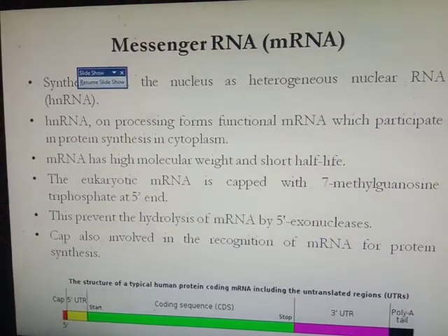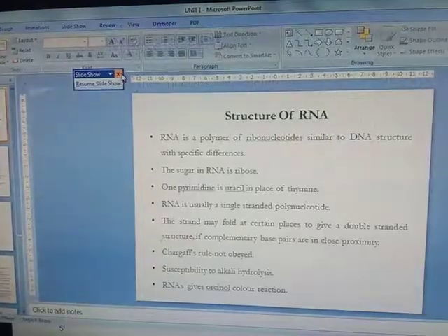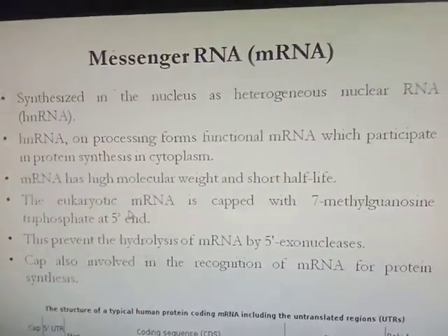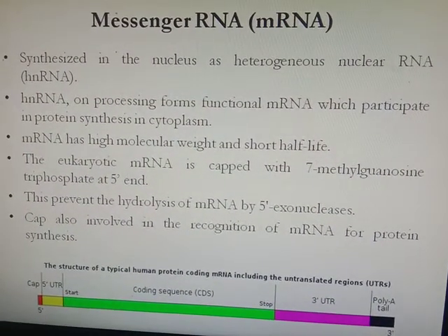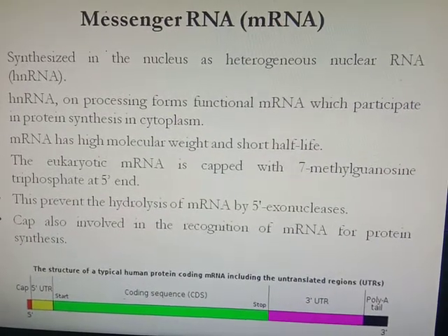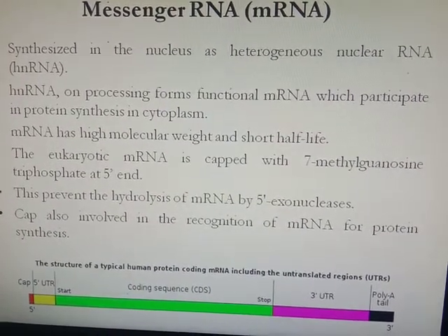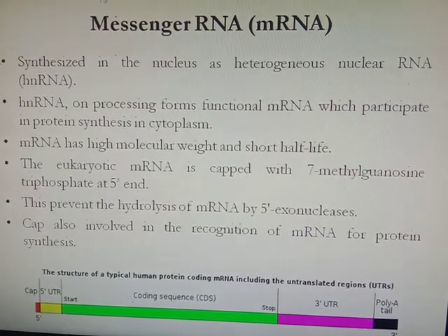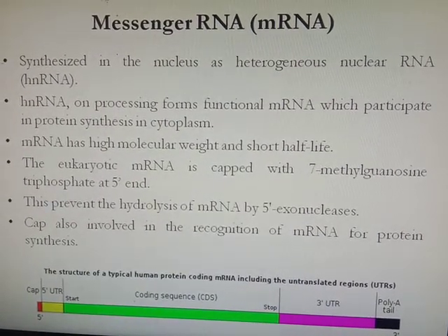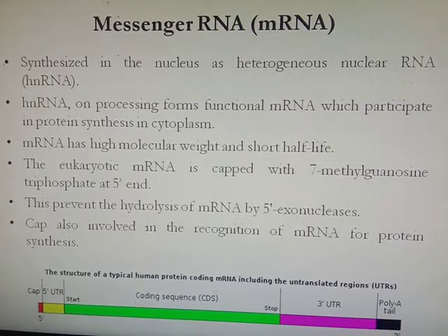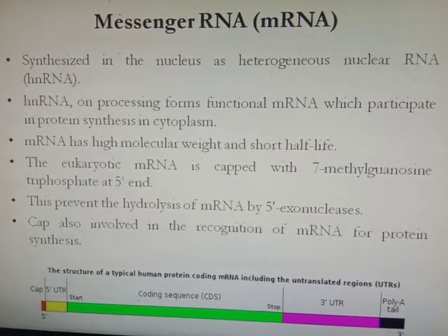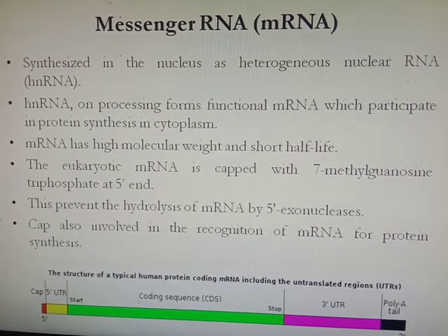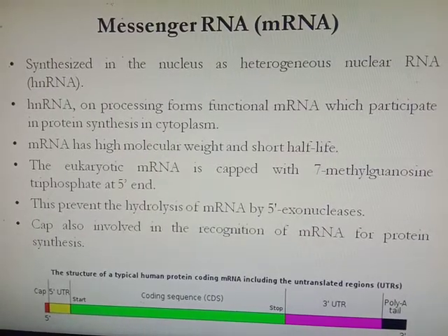So first is messenger RNA. Messenger RNA is synthesized in the nucleus as a heterogeneous nuclear RNA. Then on processing, it forms the mRNA, which participates in protein synthesis in the cytoplasm. Means it is synthesized in the nucleus, in the nucleolus, and then after formation of mature mRNA it is transported into the cytoplasm, where it is involved in protein synthesis.